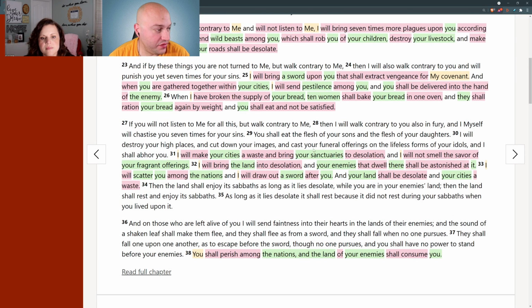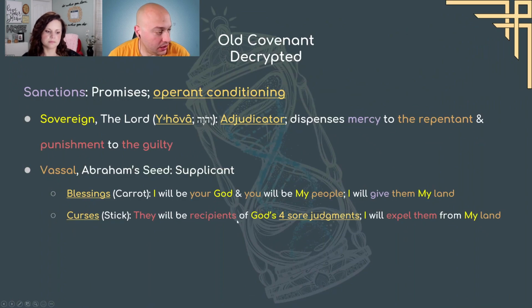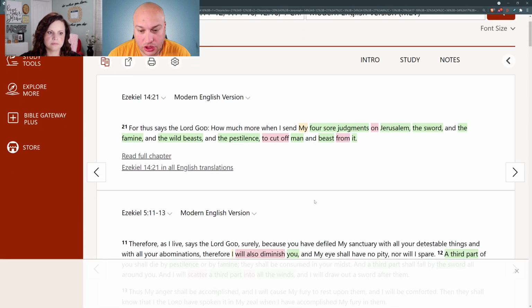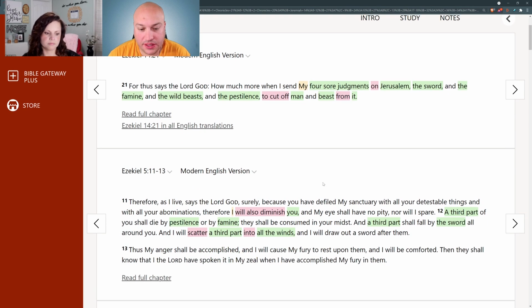Okay, so this is actually a very interesting thing, because it's also a prophecy of what happened when the children of Israel were taken captive to Babylon. So much so that where it says, when the land shall enjoy its Sabbaths as long as it lies desolate, this is something that the prophet Jeremiah said as to why they would be in Babylonian captivity for 70 years. Okay? So, they are the recipient of these 4 sore judgments. So go ahead and we'll read only a couple of these things here.